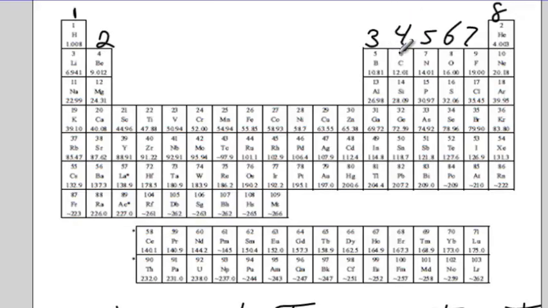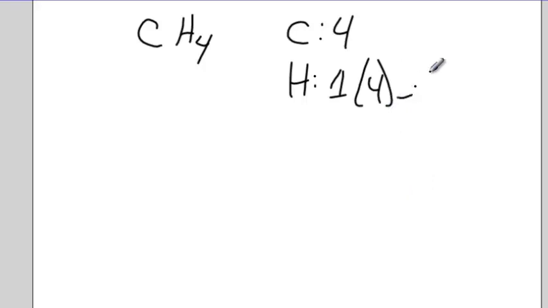Let's start with an easy molecule, CH4. So if I look here in my periodic table, here's carbon, it has 4 valence electrons. Here's hydrogen, it has 1 valence electron. So if my carbon has 4 and my hydrogen has 1, but I have 4 hydrogens, that gives me a total of 8 electrons to play with. Now in a Lewis dot structure, dots represent valence electrons.